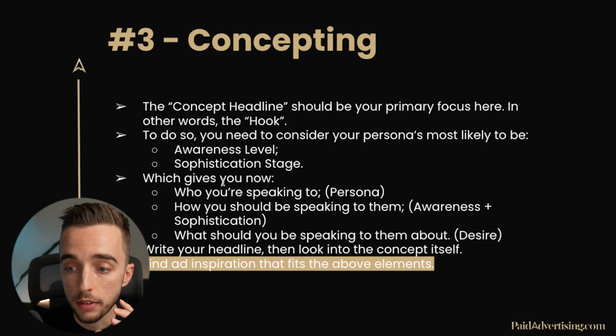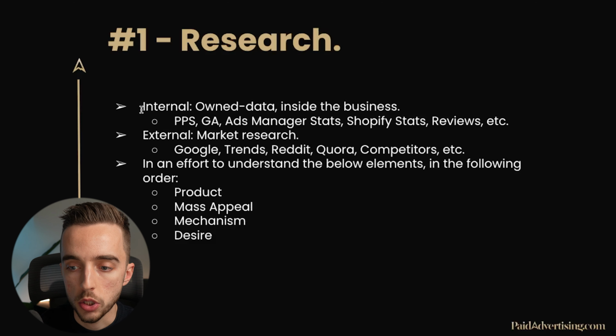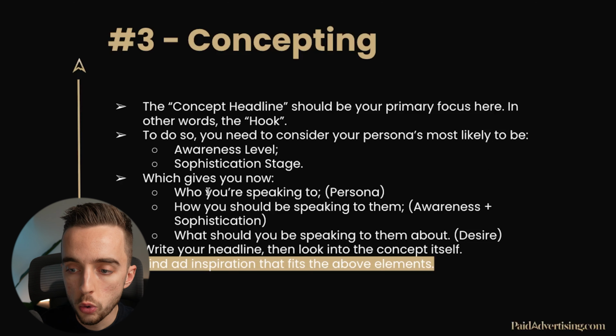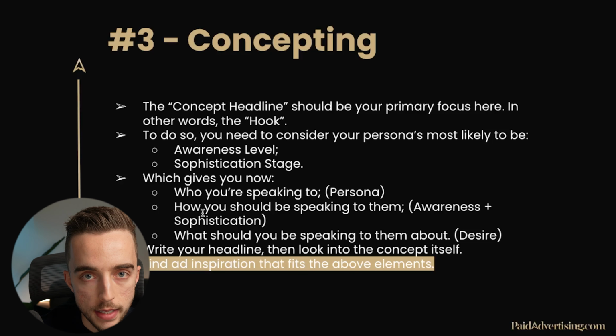So you got the who, now you have how, and then you have the what, which is what you should be speaking to them about, which is the desire, which you would have encountered essentially here and narrowed down further in step 2. So you have the who, you have the how, you have the what. So now you've got everything you need to write your headline or your hook essentially. Then look into the concept or the body of it, the messaging of it as a step 3.2 if you want to call it that way, right?